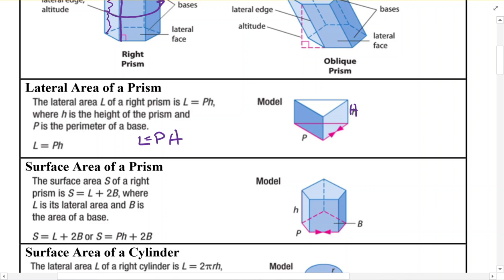The surface area would be the lateral area plus the two bases. So the surface area is the lateral area plus the area of the two bases. And we would substitute this big B with whatever base formula we need to calculate the area of the base.